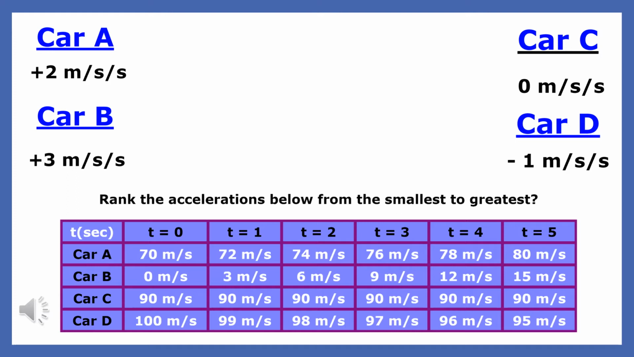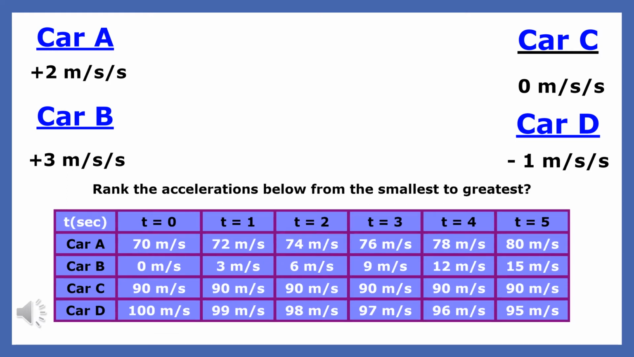The third greatest acceleration is car A, whose acceleration is positive 2 meters per second squared. Notice that the velocity of car A increases by 2 meters per second each second. The car with the greatest acceleration is car B, whose velocity increases 3 meters per second. Its acceleration is positive 3 meters per second squared.